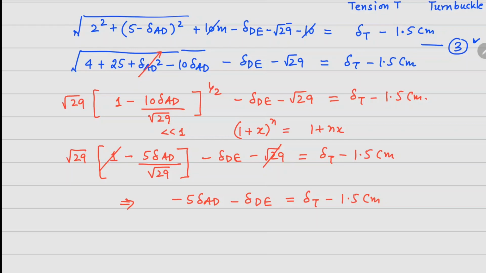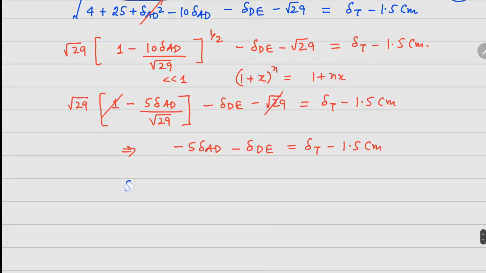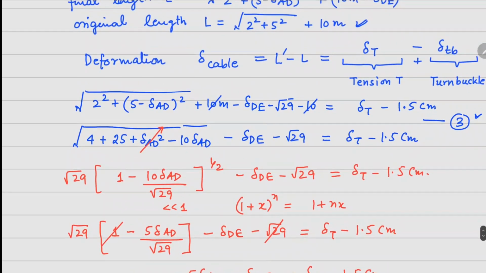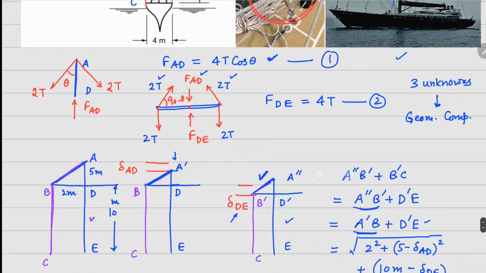Now these relationships for delta AD can be written in terms of FAD times length of AD divided by elastic modulus and area for AD. Similarly, delta DE can be written as FDE times LDE divided by EDE times ADE. Now for both of these, your forces are expressed in terms of T. So if you recall, your FAD is 40 cos theta and FDE is 40.